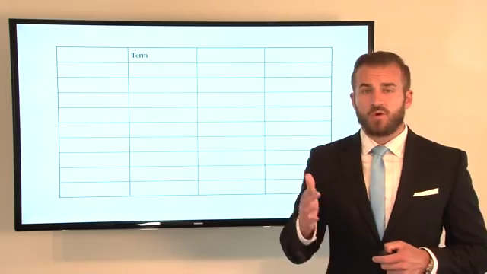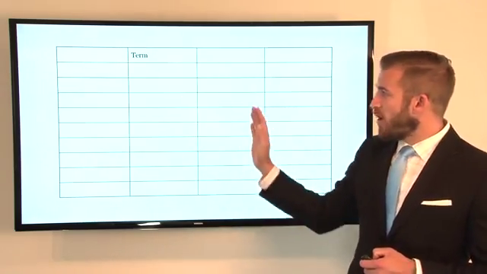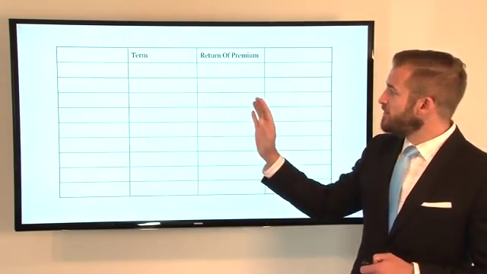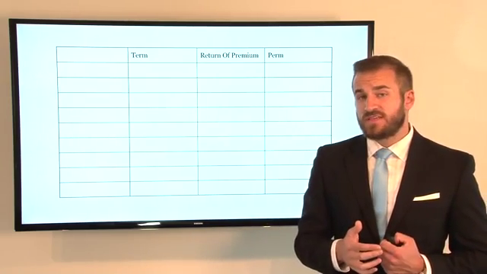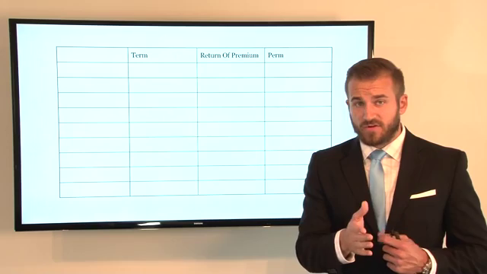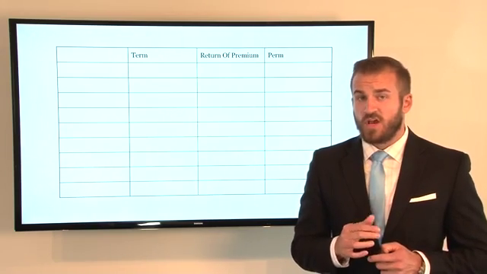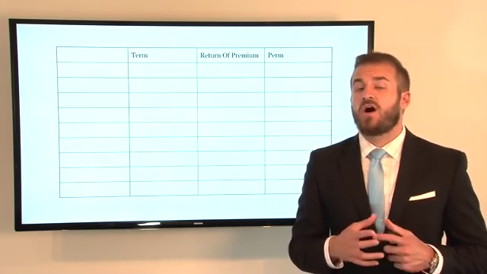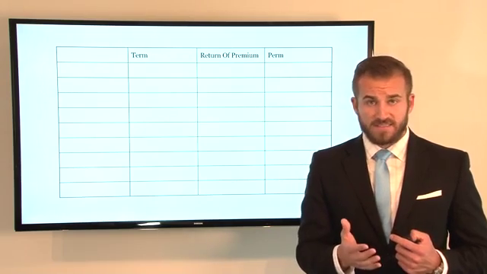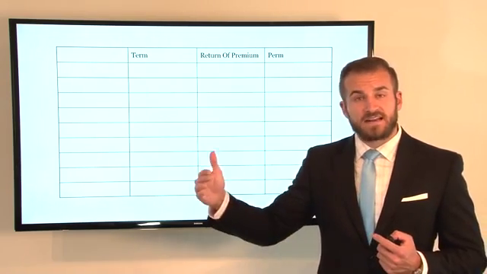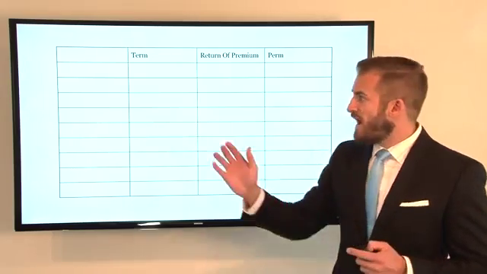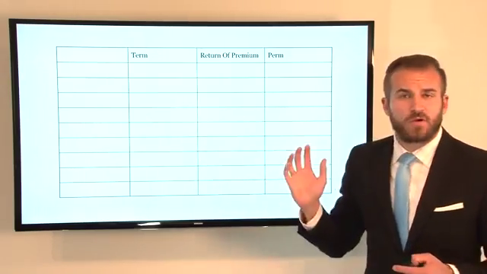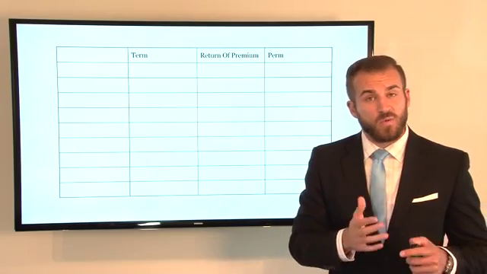So what I'm going to do is I'm going to break this up into 3 different columns. Okay, so it'll be term, return of premium, and a permanent policy. Now the numbers that I'm using are not the customer's numbers. You never want to use the customer's numbers. What you want to do is you want them to focus on the concept and not the price. So if you're putting their exact numbers in these columns, what's going to happen is they're just going to say, wow, the term policy is so much cheaper than the permanent policy. And that's the last thing we want to do.